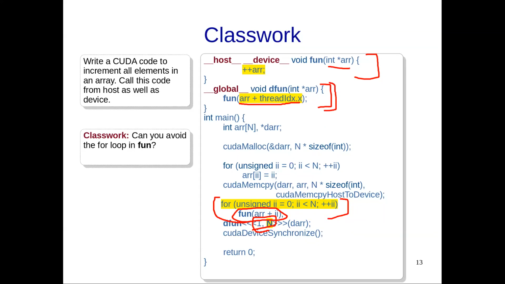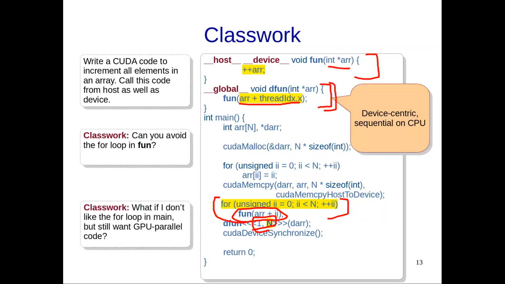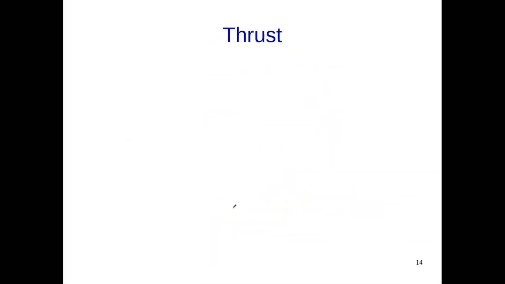All right, so I'll move ahead from here. So this is a device-centric code. You can actually do something like, you don't have to write the for loop also on the CPU, right? So you can just call fun with some parameters and dfun with some parameters, and you can still get the effect that we were discussing, which I'll leave as a homework exercise for you.